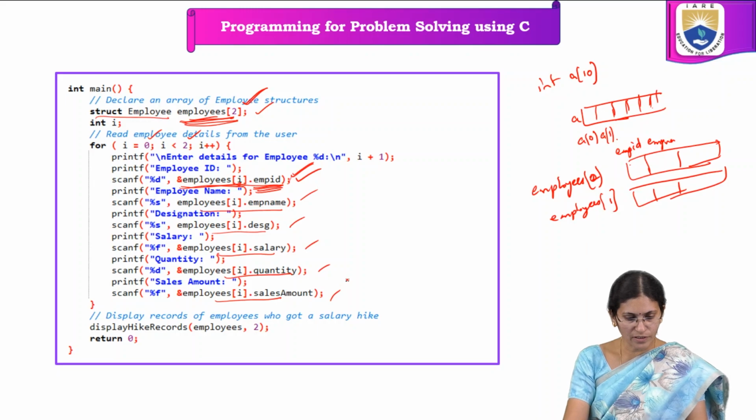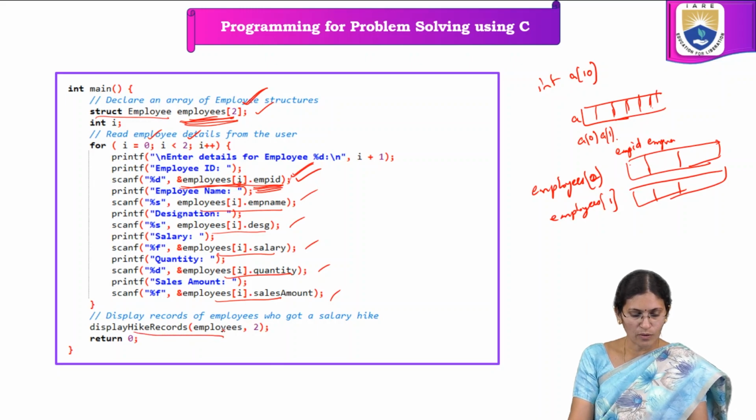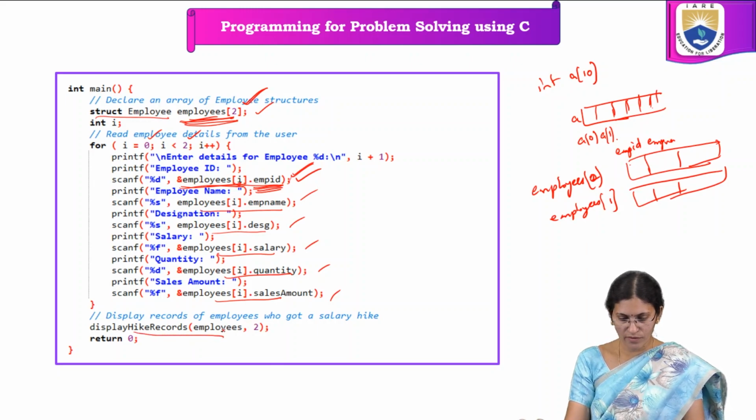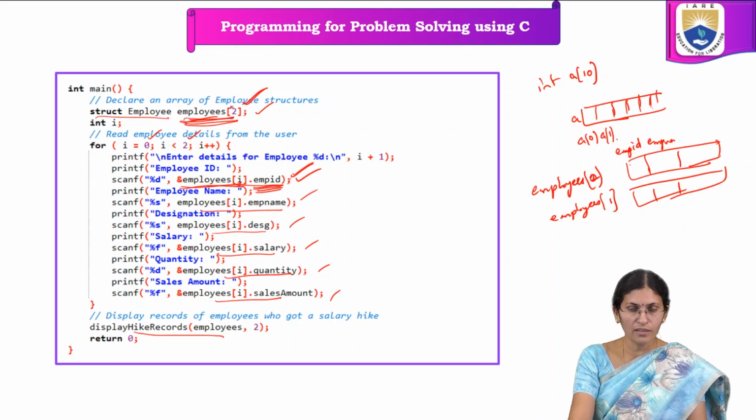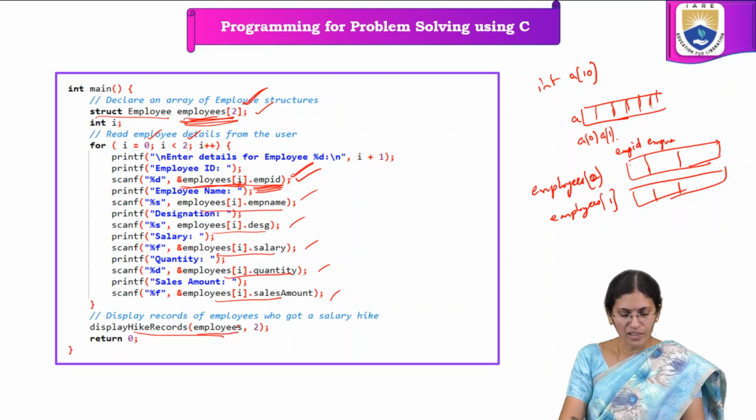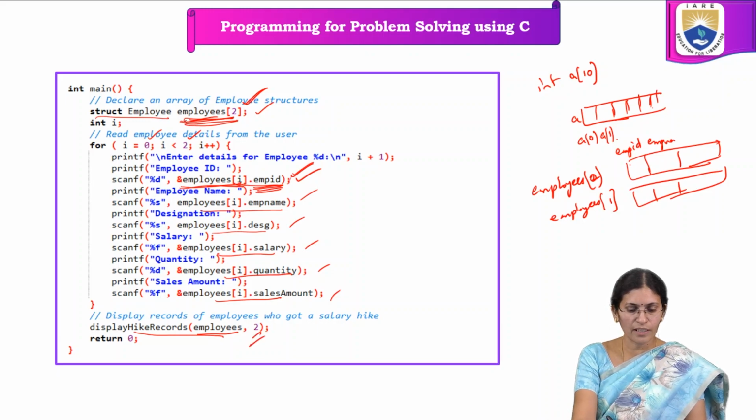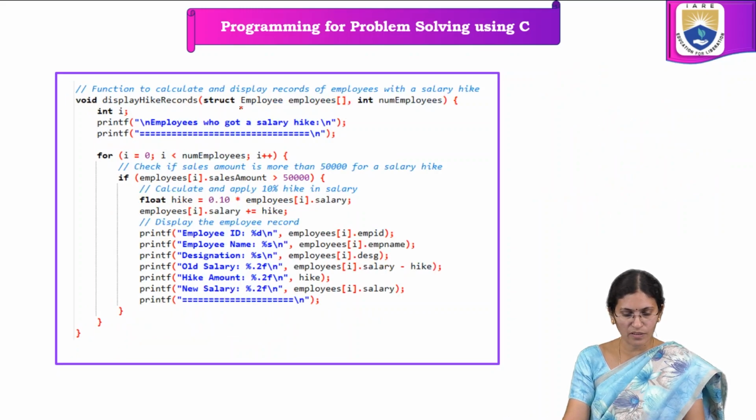In this way, after reading the employee data from the user, we are calling the function display hike records. Since this is an array, we need to pass just the array name and then the size of the array. Here the variable name is employees and the size of this array is 2, so we are passing 2.